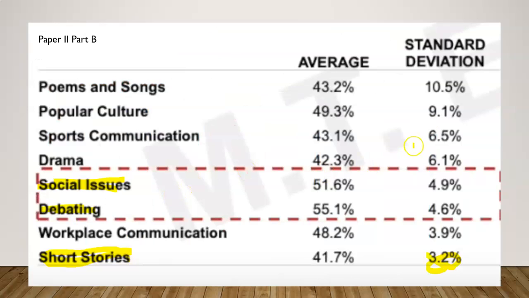So apart from the standard deviation and average mark, there's one more thing you need to consider, that is your interest. For example, if you are really interested in sports communication, you know much about sports, you can describe the details, and you know the terminology in sports, definitely you can choose this in your Part B. Okay, so this is for Paper 2.